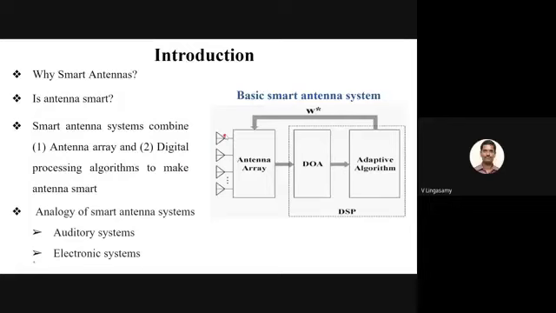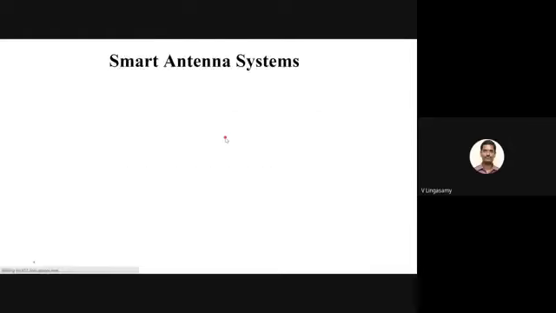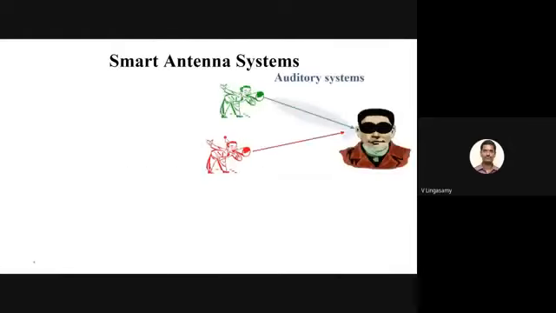Next we have the analogy of the smart antenna system. So we have, for example, auditory systems and electronic systems. We will see them one by one. First, the auditory system. See, it's again another smartness we have in our brain. Let us take one college student life example. When the college is situated near the highway, the student is sitting at a window which is facing the highway.